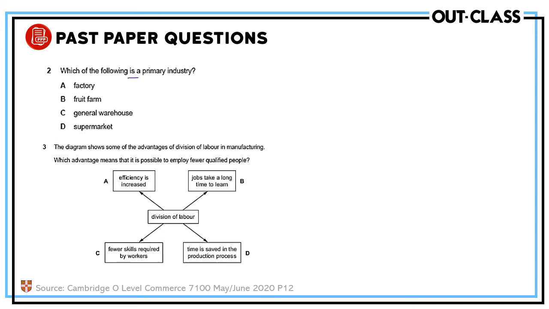Which of the following is a primary industry? A factory, certainly not. A fruit farm, yes, this would be the right answer, and the rest would be wrong as well. No need to read them.